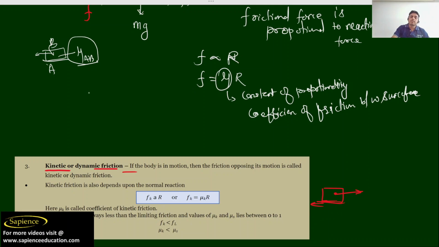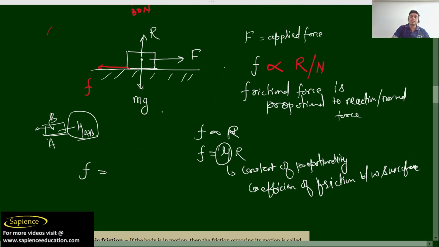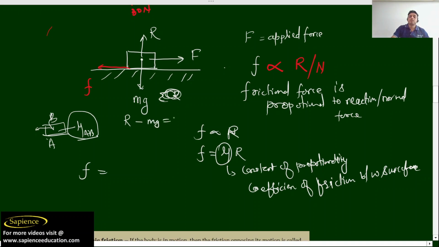If you want to solve this problem, what is R exactly? From the diagram we can see that R is the reaction force. Using the equilibrium equation, the summation of forces in the y direction is 0, that is R minus mg is equal to 0. So R is equal to mg. Friction force is equal to mu into R, so we can write mu into mg. In this way you can find the friction of any body. I hope you have all understood.